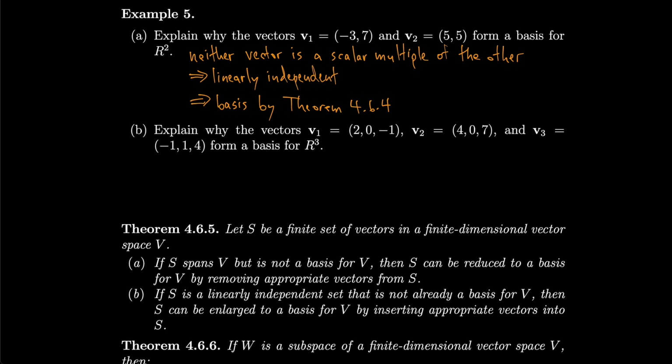Okay, how about we now explain why the vectors v1, v2, and v3 form a basis for R3 in part B. Well, notice v1 and v2, if I were to take 2 times this to get the 4, there's no way that that would be 7. Should be pretty easy to convince yourself that v1 and v2 are linearly independent.